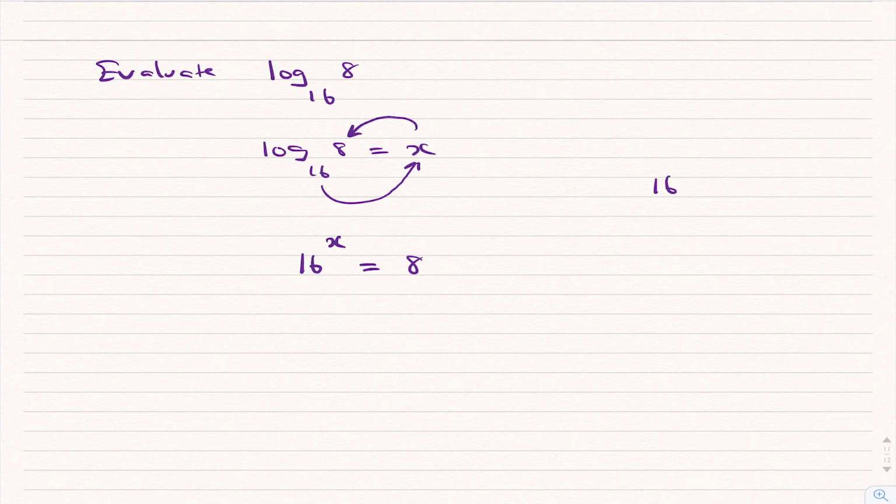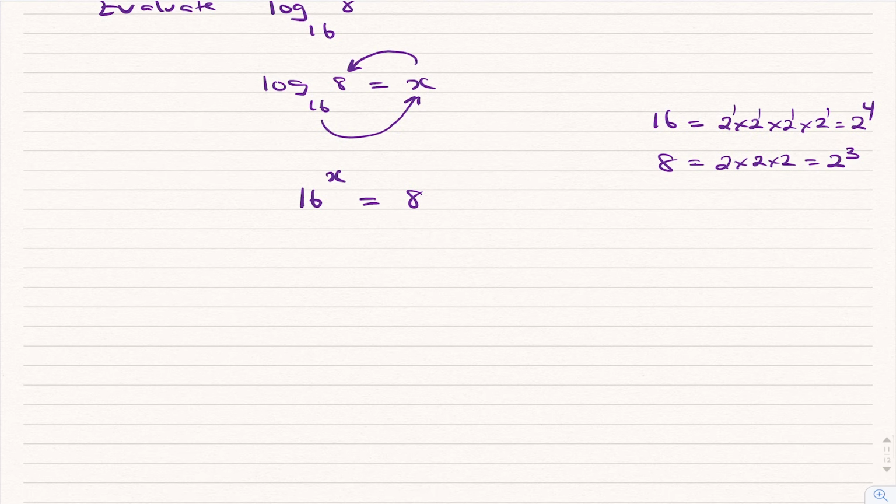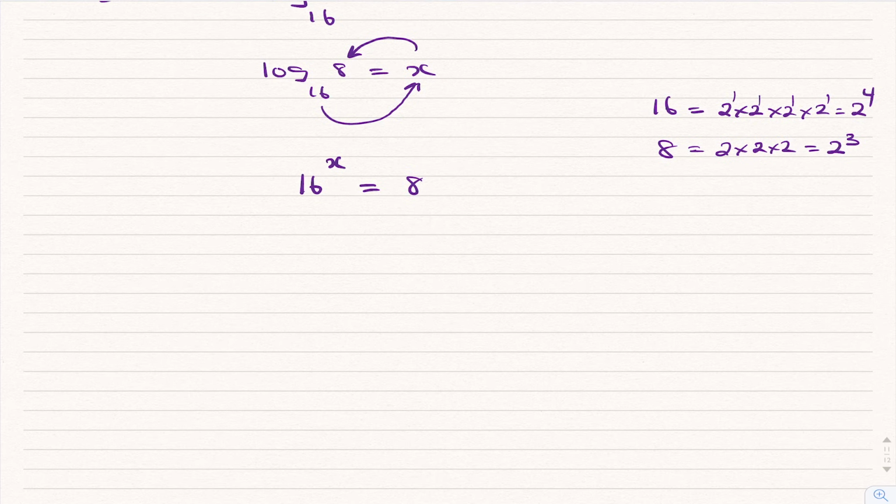But I can write 16 as 2 times 2, which is 4, times 2, which is 8, times 2, which is 16. So that gives me 2 to the power of 4, because that's 1 plus 1 plus 1 plus 1. If the base is the same, when you're multiplying them, the powers will be added. And I can also write 8 as 2 times 2 times 2, which is 2 to the power of 3. So I'm going to replace 16 and 8 with 2 to the power of 4 and 2 to the power of 3.